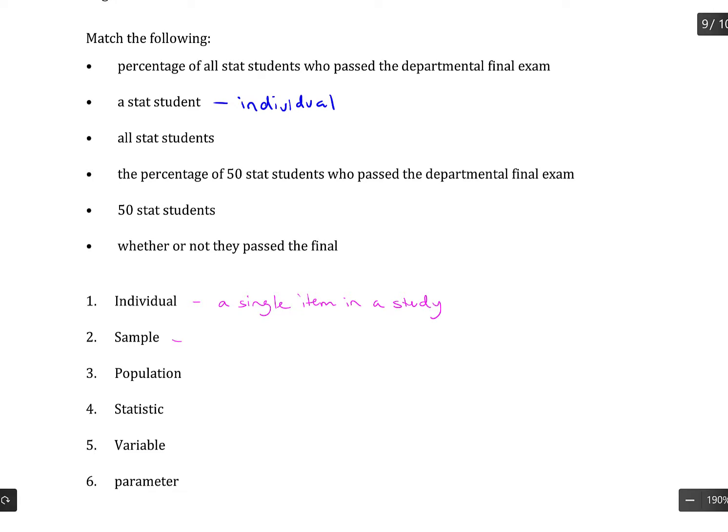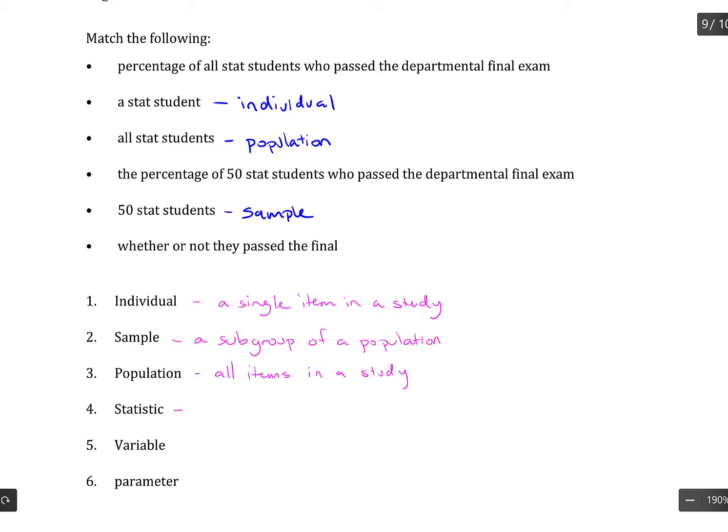A sample, that is a subgroup of a population. Of these, I would say all stat students would be our population, because we're taking these results and generalizing to all stat students. But the ones that are being studied are the 50 students that were chosen at random, and that would be our sample. So populations are all items in a study.